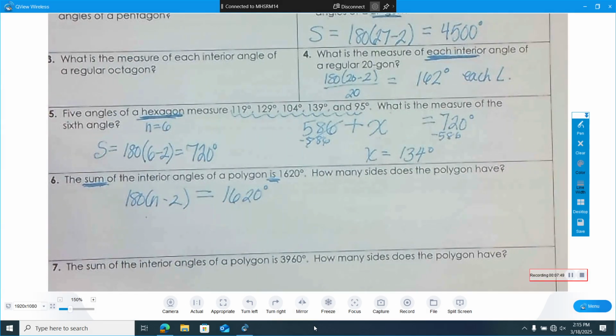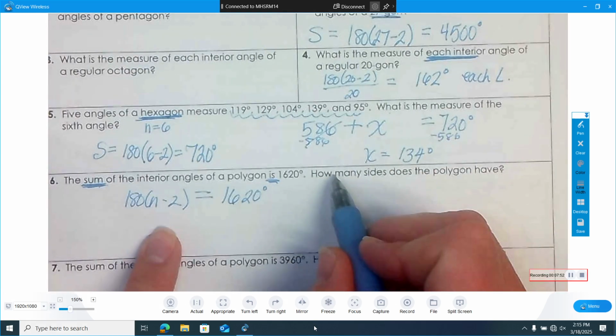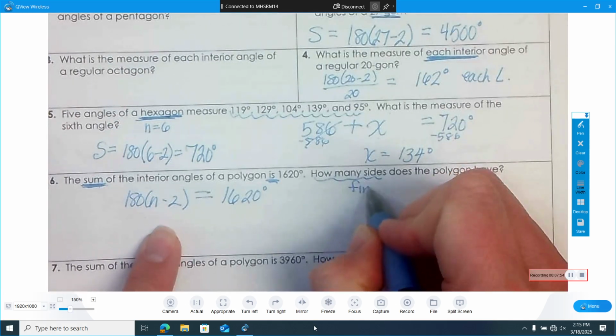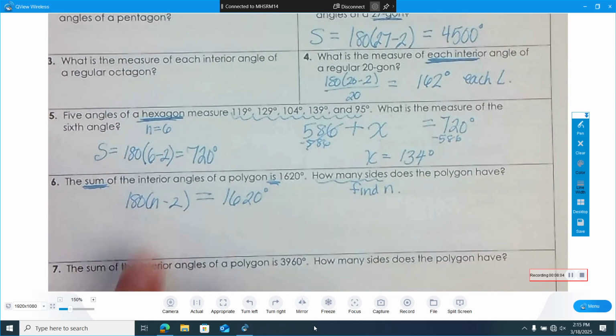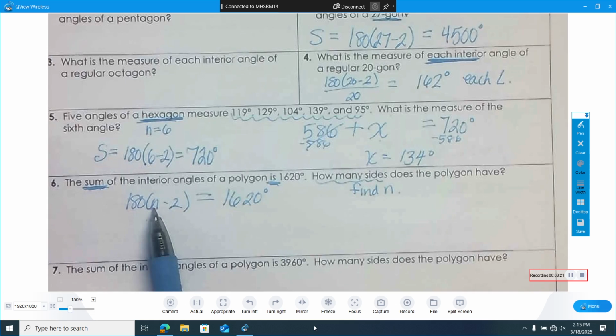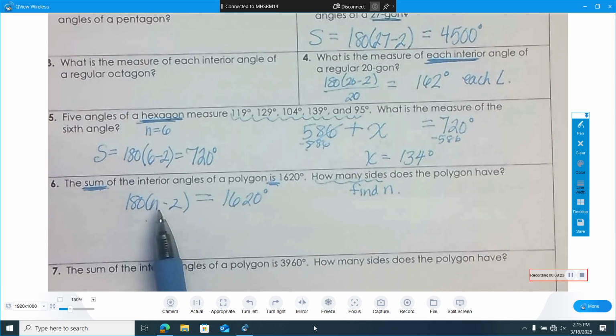So here in this particular problem, they want to know how many sides. So our job is to find n. We are trying to solve for the number of sides. And we did that by writing out this lovely little equation here. What do you want to do first to solve it? Distribute. Yeah, okay. So I was thinking parentheses first. Do you want to distribute?